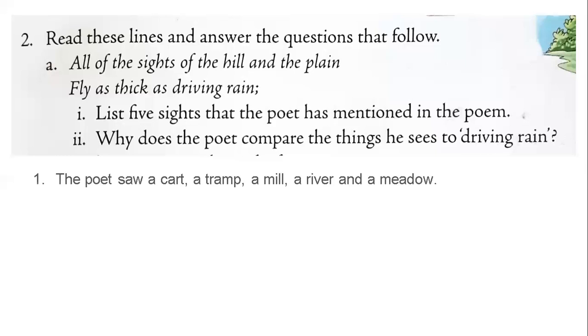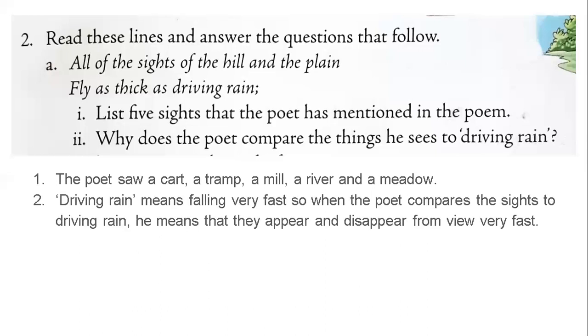These are the answers. The first one is the poet saw a cart, a tram, a mill, a river, and a meadow. Like I said, he saw so many other things, so you could have mentioned anything else as well. The second one, why does the poet compare the things he sees to driving rain? What does driving rain mean? Driving rain means falling very fast. So when the poet compares the sights to driving rain, he means that they appear and disappear from view very fast.